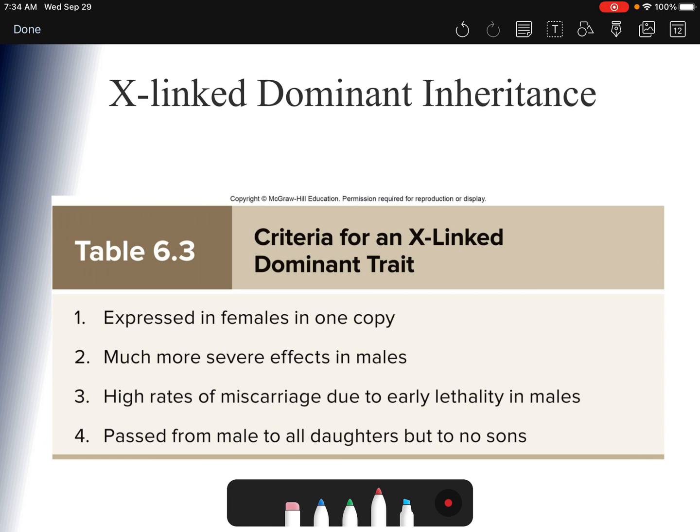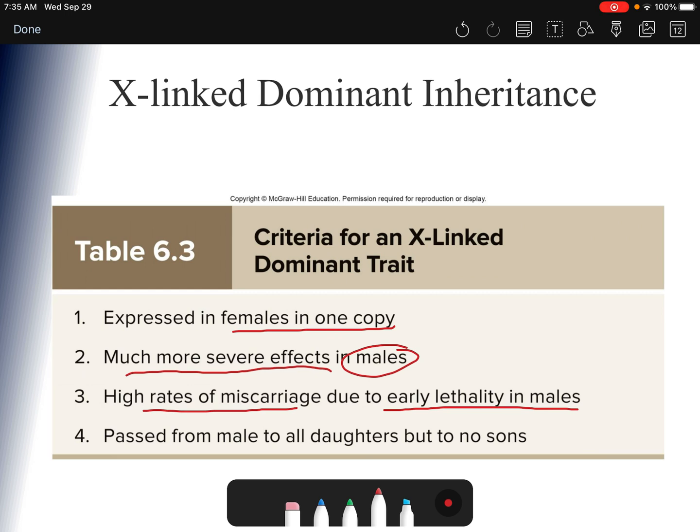X-linked dominant inheritance. It's expressed in females with one copy. Remember, you only need one copy of a dominant allele for it to show. Males, remember, only have one X chromosome, so if they get that on there, not only do they get it, but it tends to be much more severe in males. There tends to be high rates of miscarriage due to early lethality in males. So oftentimes, if males were to inherit an X-linked dominant trait while the baby's still inside the mom, sometimes the mom will have a miscarriage because it's just so much more severe on males.